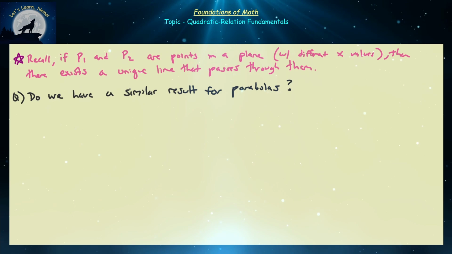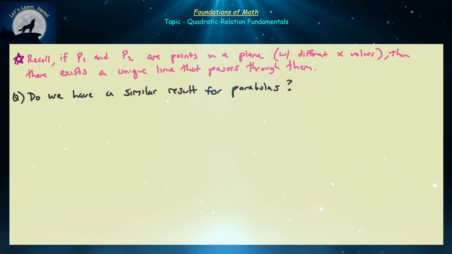So remember when we first started talking about linear relation fundamentals, we started with the idea that if you have 2 points P1 and P2 in a plane, and we're assuming that the x values are different (you can have a vertical line, which wouldn't be a linear function, but it's still a linear relation), then there always exists a unique line that passes through them. That is, we can find the slope, we can find the intercept of that line, and find those numbers m and b, y equals mx plus b, for that linear relation representation.